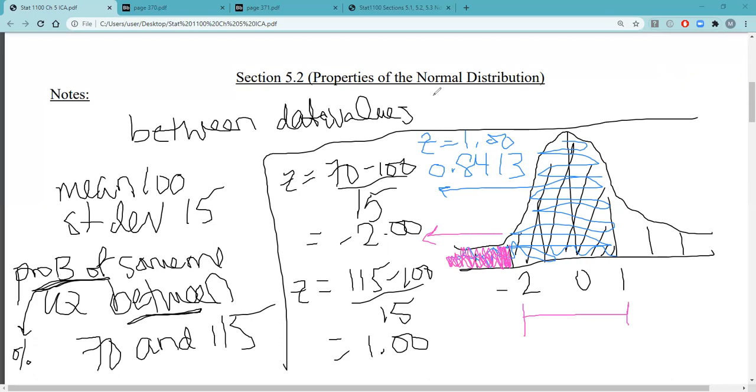So again, we're going to go to that z-score table. We want to find what is to the left of z is equal to -2.00. And we should see in the table that we end up having a probability here of 0.0228. So that means that about 2% of the data is over here in this tail. So now to find what's between, we're going to take the 0.8413 minus the 0.0228.